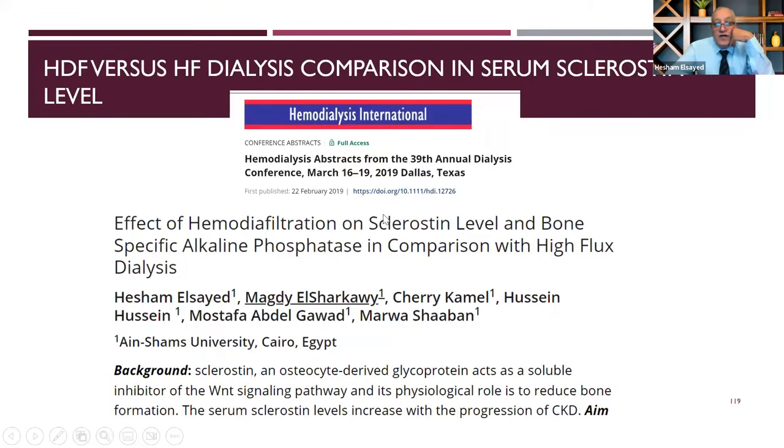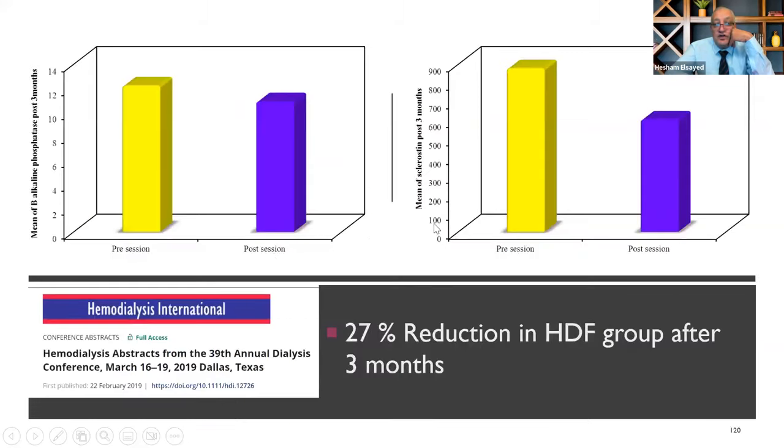In 2019, I was honored to present one of our studies with my colleague Magdi Sharawi, on sclerostin level and bone-specific alkaline phosphatase, high flux against hemodiafiltration. We found a lower value of sclerostin, a 27% reduction in the HDF group after 3 months, but not affecting the bone-specific alkaline phosphatase. This means that sclerostin has a double face, between bone and cardiovascular calcification. But even if it's a devil, we can remove it by hemodiafiltration.